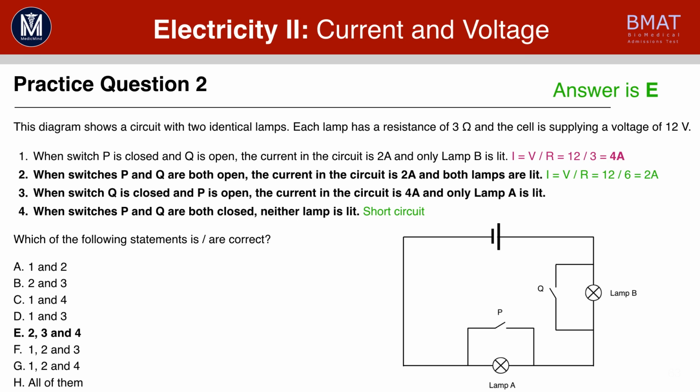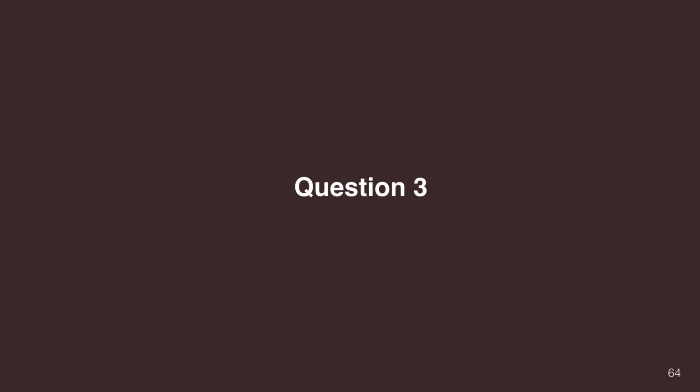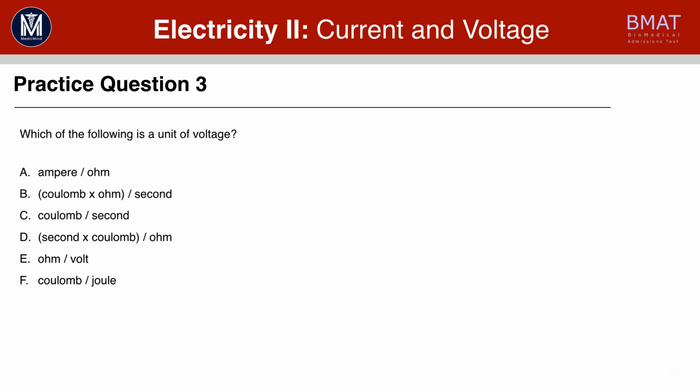Statement 4. When switches P and Q are both closed, neither lamp is lit. This is correct. There is a short circuit. So therefore the answer is E. Let's have a go at the next question. Pause the video and have a go.